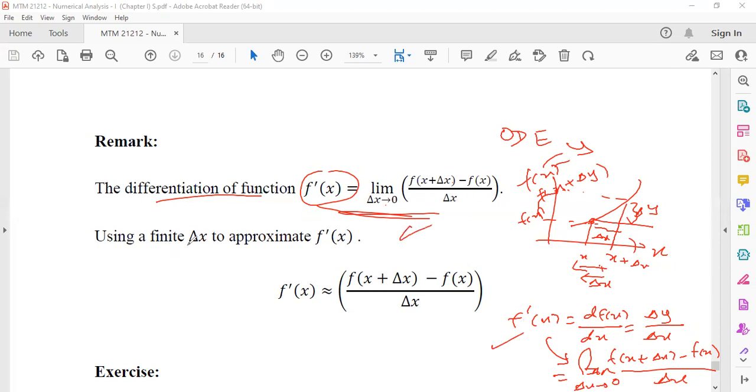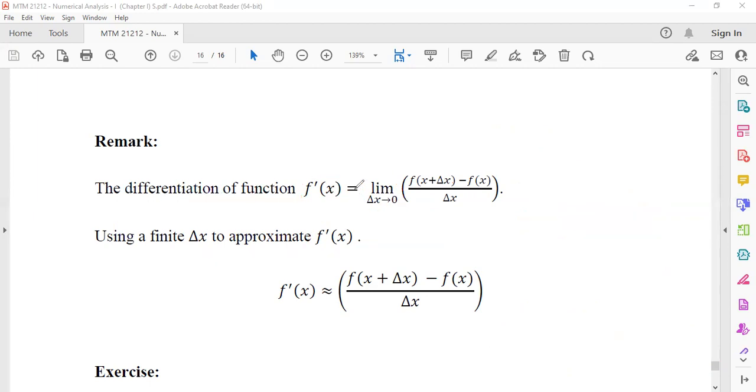But using a finite delta x to approximate f dash x, they are not taking this limit. Sorry, I'll show you. Here we have the equal sign. Here we have the approximately equal sign. That's the difference. Without taking the limit, they are saying this is approximately equal to this part. That is also correct. So from here to here, what is the error? That is what we're going to find out.